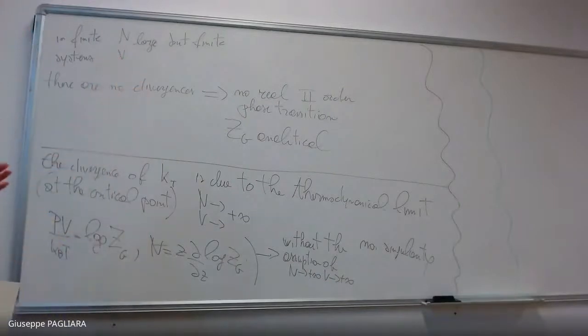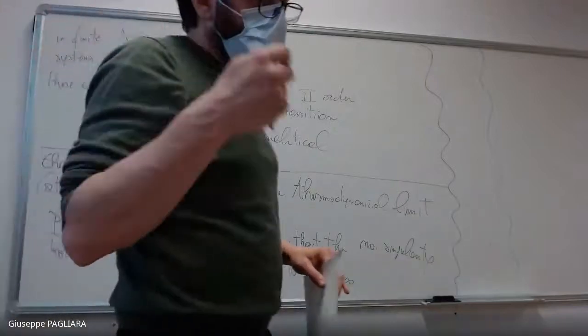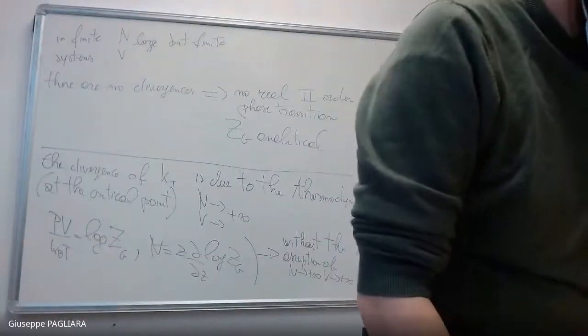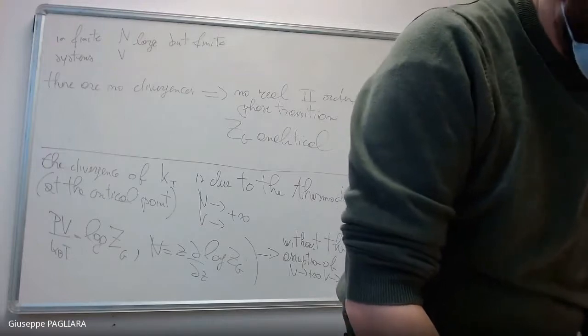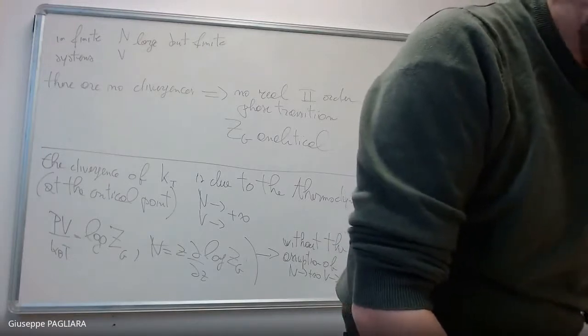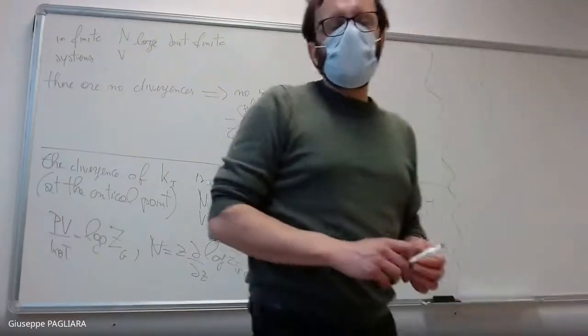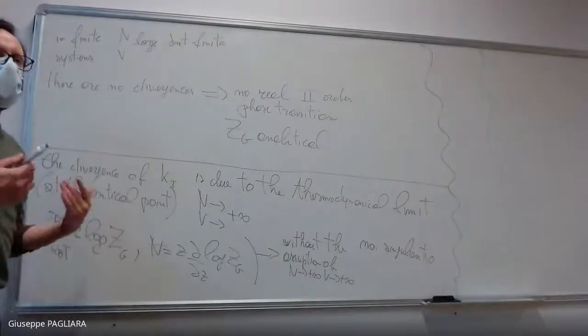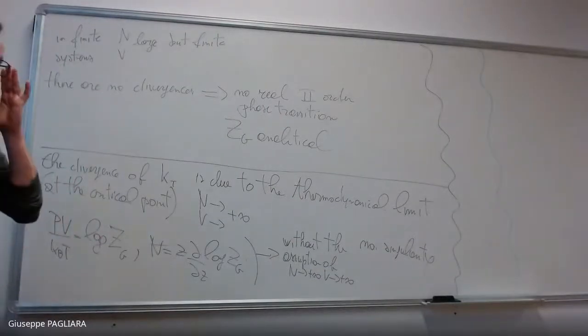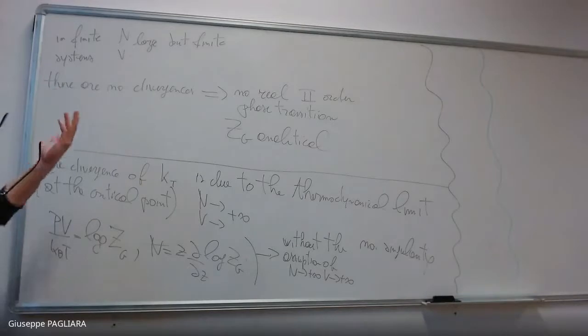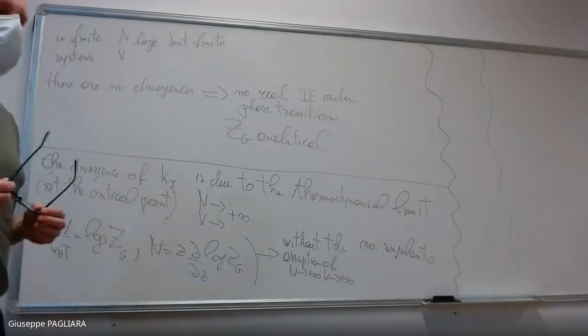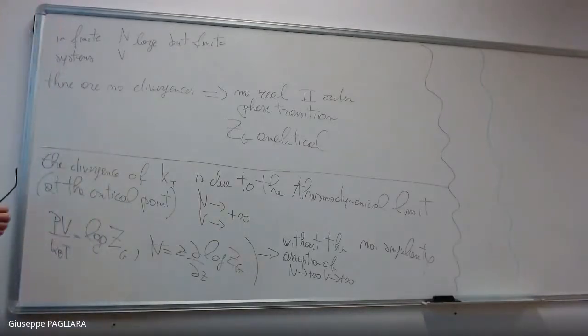This is something I'm not proving; I'm just providing an argument, but it's important to remember because when looking at second-order phase transitions in real systems, one has to be aware that, of course, one will not see any divergence. One will see the isothermal compressibility explode. Of course, it can become very large, but there is no real divergence. This is an artifact of the thermodynamical limit.